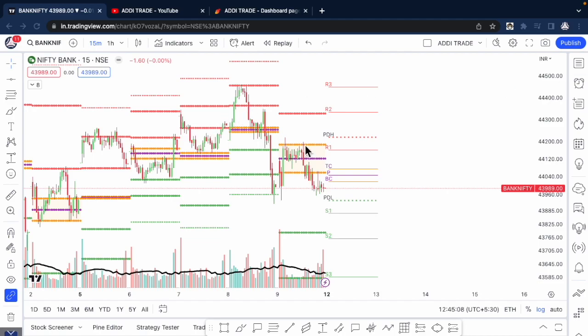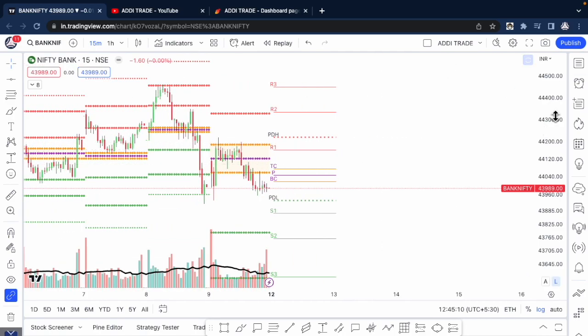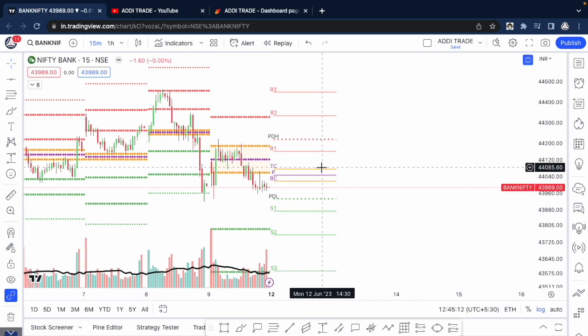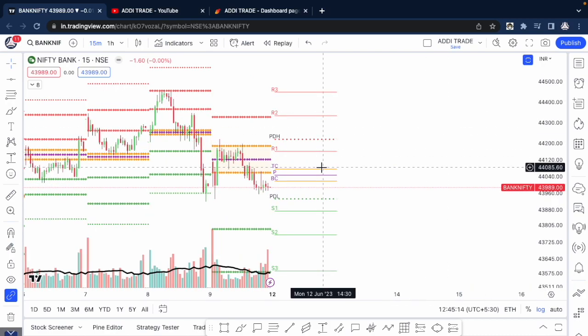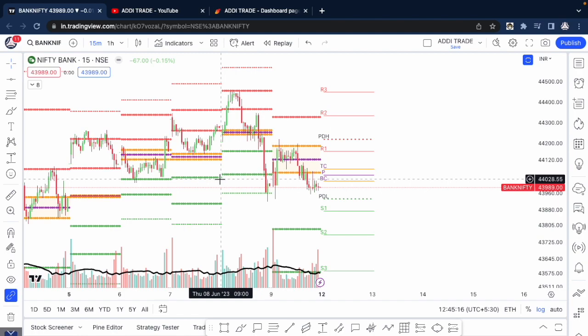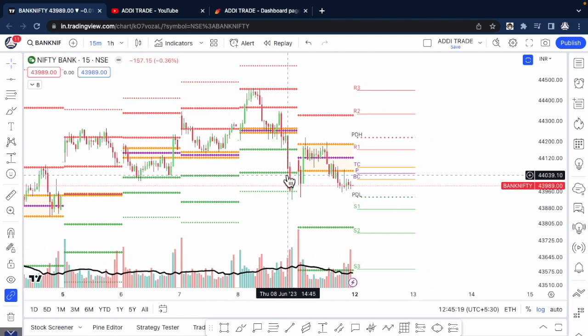Today we're just going to talk about the CPR indicator. It's nothing but the central pivot range. So, talking about the pivots and how we can use it for intraday trading. It works pretty well in Banknifty, Nifty, all the indices and most of the stocks. It works where there's a lot of liquidity and volume, but in the indices, it does work well.